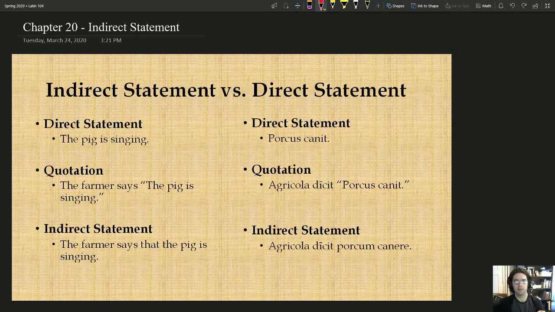So in this video, I just want to introduce the concept of indirect statement to you, so you can begin to understand what we're going to be talking about these next couple weeks. I just have a couple examples here. One of the main points behind indirect statement is that, as we've seen so far, you can essentially say things in three different ways.